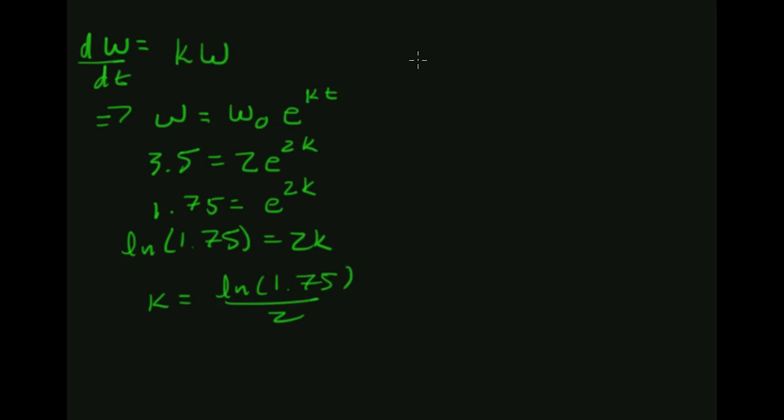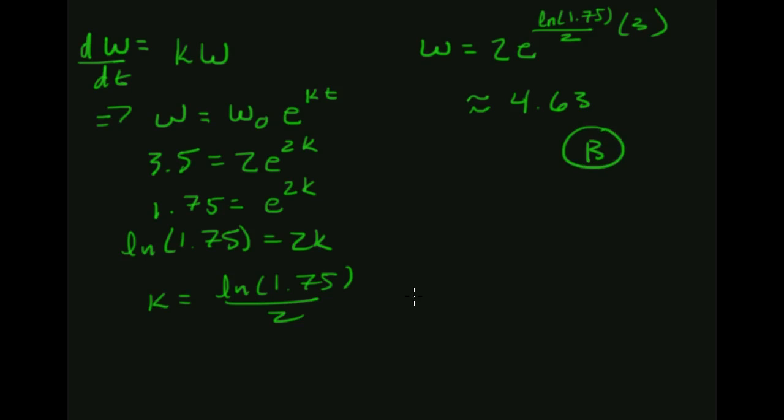All right, so we want to know the weight at 3 months, right? So that's going to be 2 times e to the natural log of 1.75 over 2 times 3. If you throw that into a calculator, you're going to get approximately 4.63, which is B. All right, so that's 3. All right, so let's look at number 4.